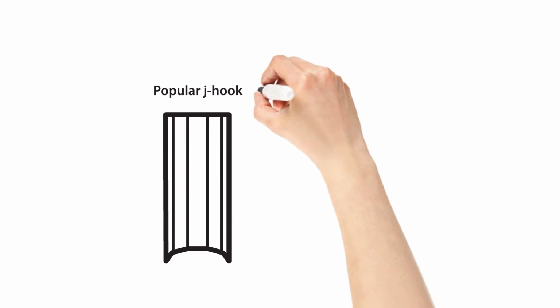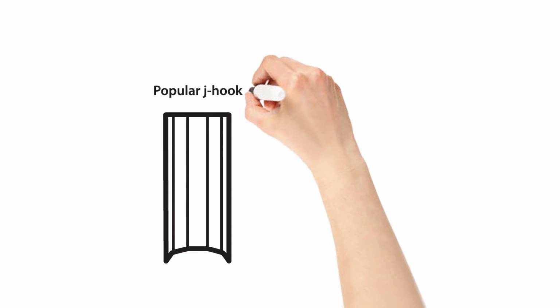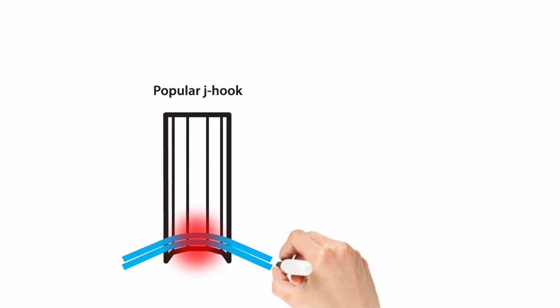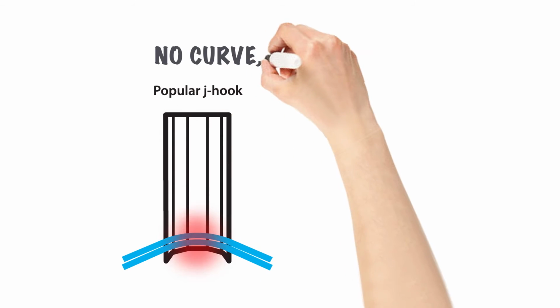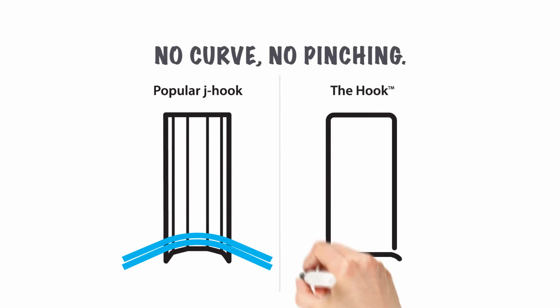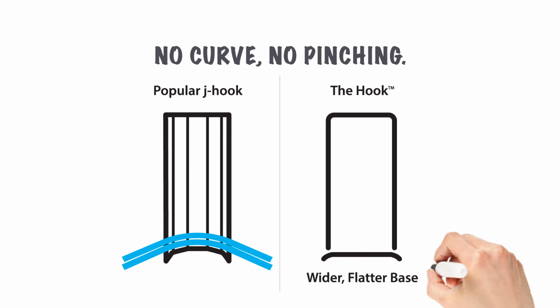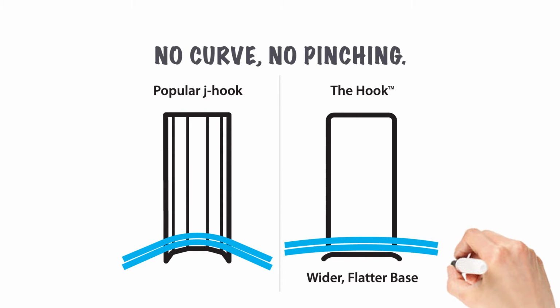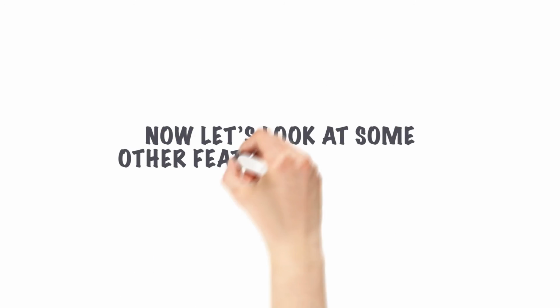Next, look at the front view of the same popular J-hook. The peak of the curve pinches the cables, applying uneven weight distribution. So, once again, this could negatively impact the overall quality of your network's performance. No curve, no pinching. But look at the front view of the hook. The wider, flatter base provides even weight distribution and also helps to minimize cable sagging, and the rounded edges protect and support the cables. Now let's look at some other features and benefits of the hook system.